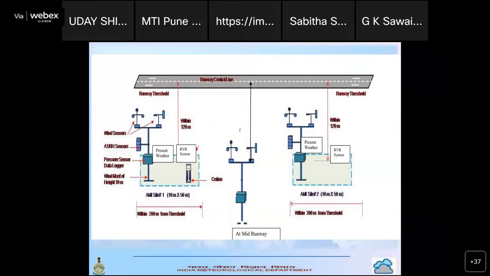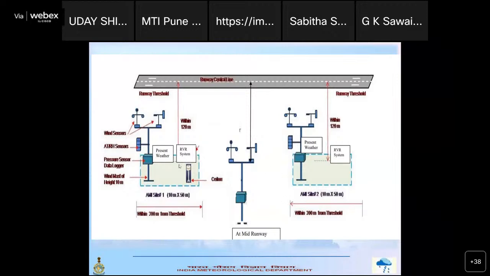The ATC people will always be in contact with the pilots within range. When the pilot comes into the range of the ATC people, they will communicate the meteorological data to the pilot, and in this way the pilot will land safely.